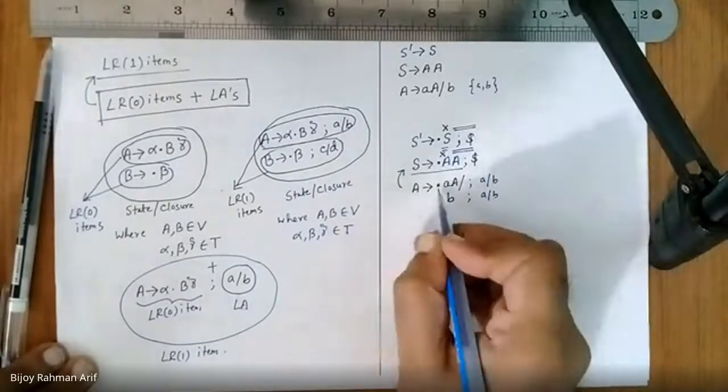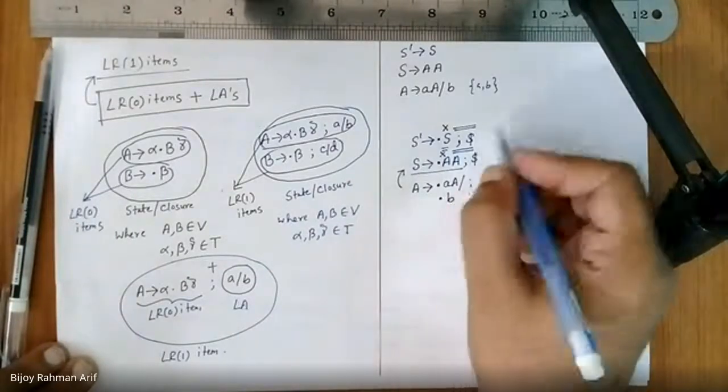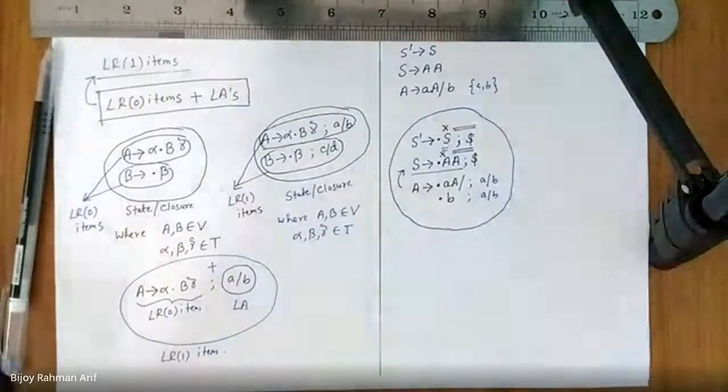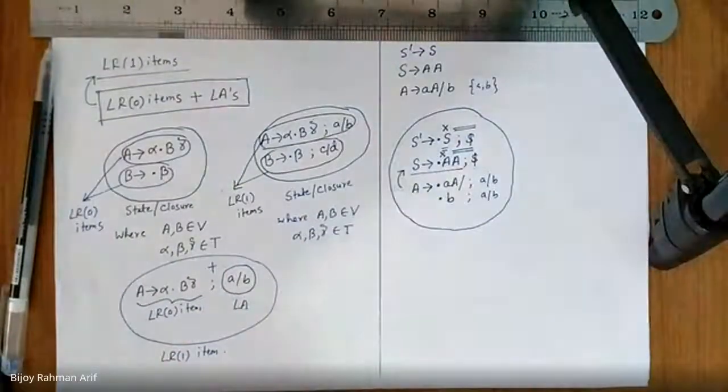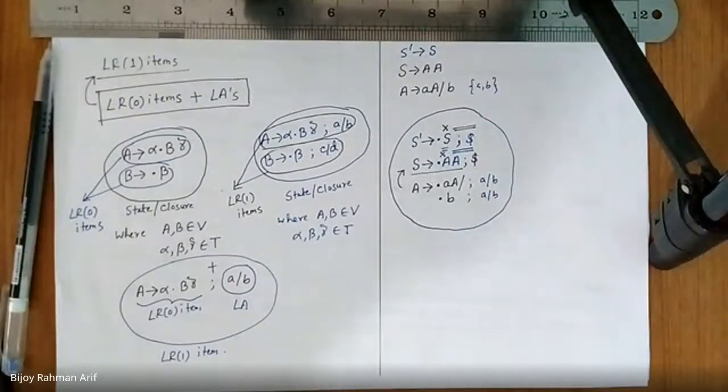Then just after this closure, there is a terminal. So you have to stop over there. Then it has become closure, and each one is an LR(1) item. Did you get the point? Done? Yes, sir.